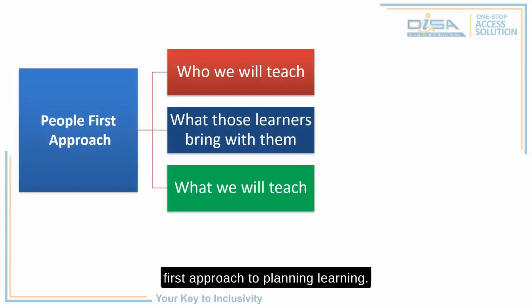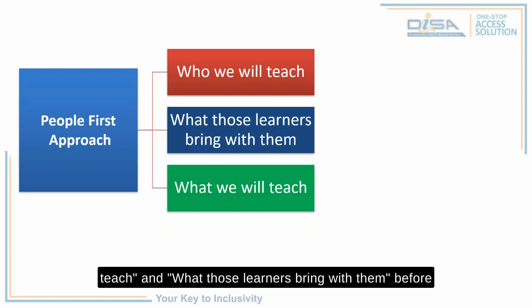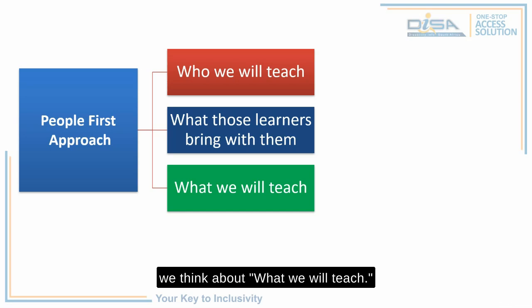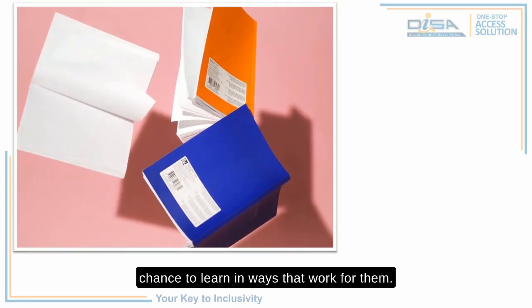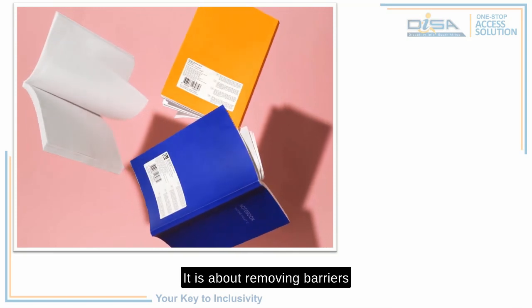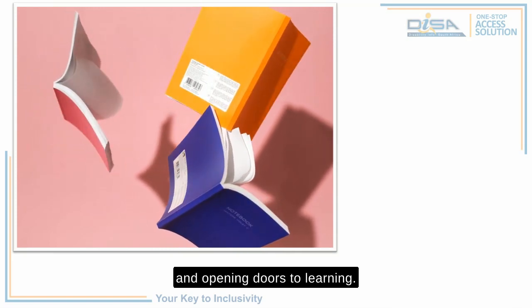UDL takes a people-first approach to planning learning. It asks us to think about who we will teach and what those learners bring with them before we think about what we will teach. UDL is focused on ensuring that all learners get a chance to learn in ways that work for them. It is about removing barriers and opening doors to learning.